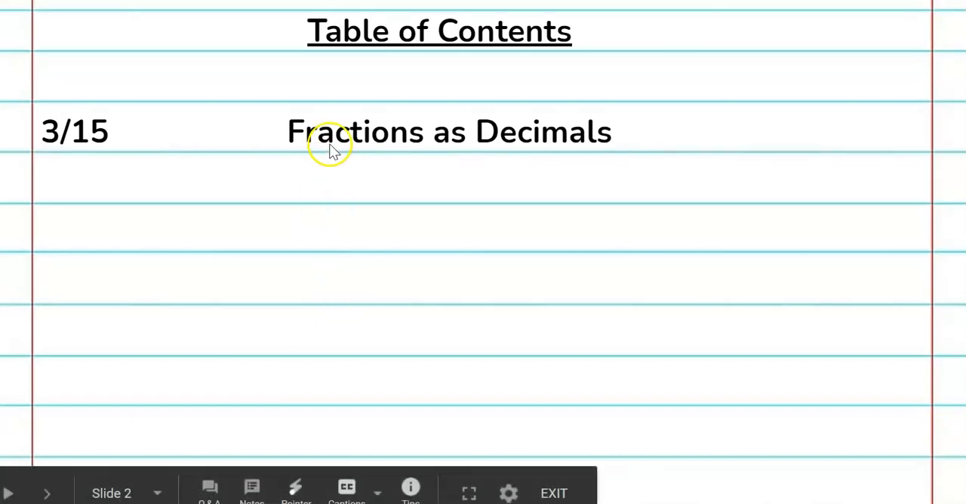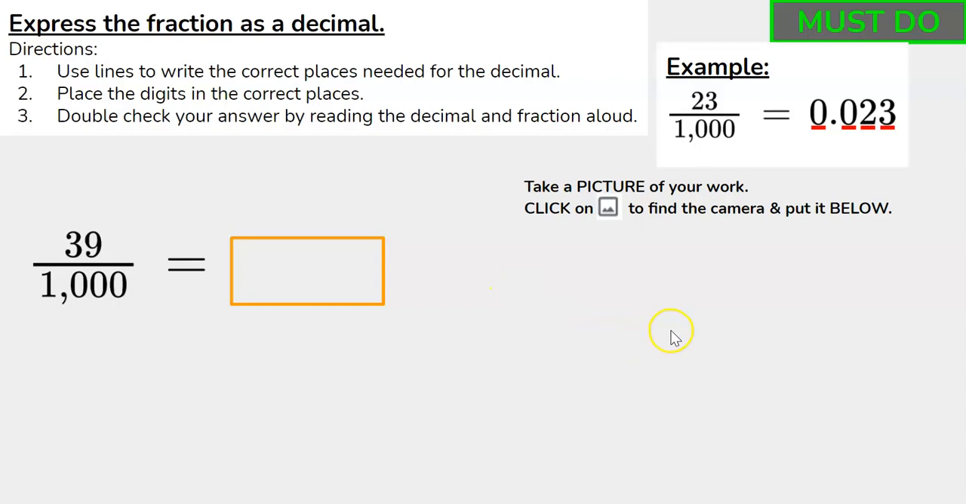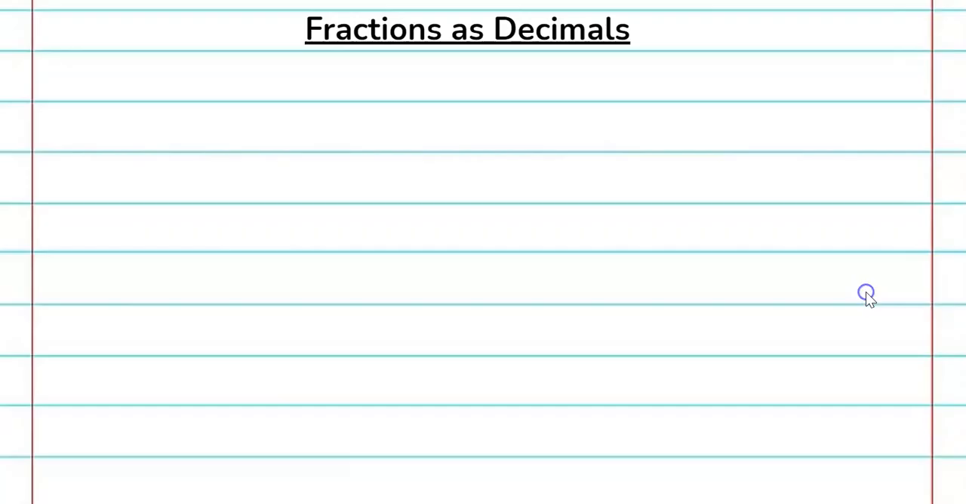Today we are going to work on turning fractions into decimals. So you're going to see problems that look just like this. It says express the fraction as a decimal, and then you see directions right here. I'm going to explain those directions too, and you guys are going to do some examples in your notebook to see exactly what you're expected to do. So right now, on that next blank page, pause the video and write fractions as decimals at the top.